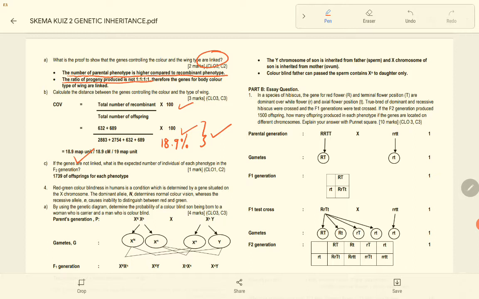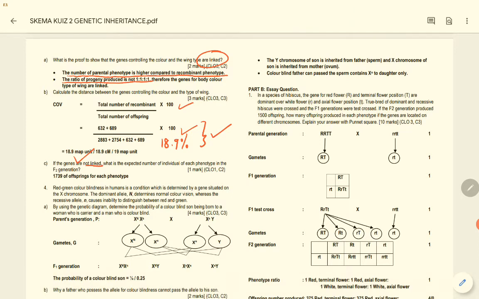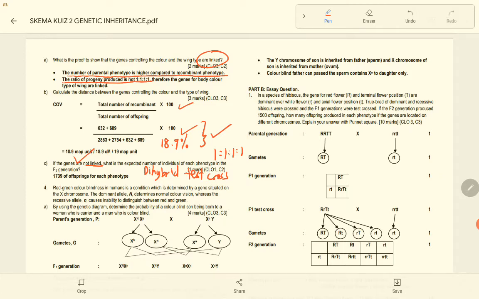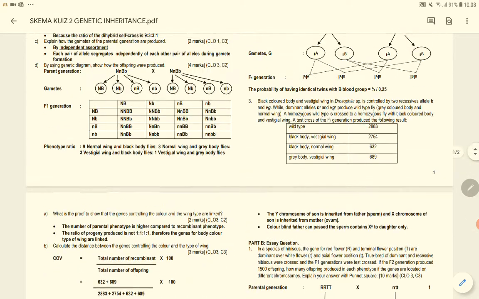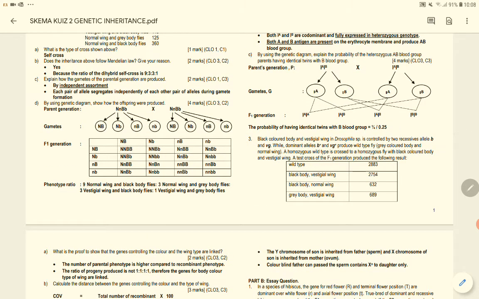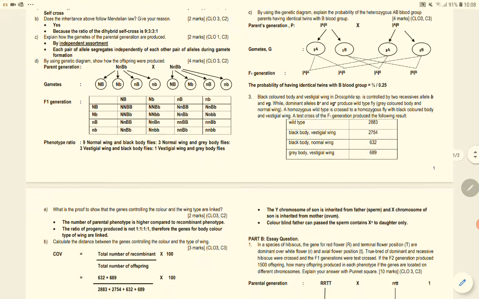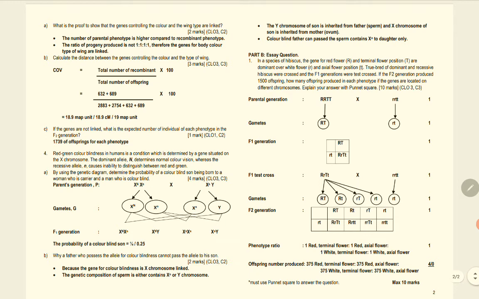Okay, so if the genes are not linked, what is the expected number of individuals of each phenotype in the F2 generation? If it is not linked, it follows the dihybrid cross. So for a dihybrid test cross, the expected ratio is 1:1:1:1. First you must get the total number of the population, so you add everything here: 2883 plus 2754 plus 632 plus 689. Total population divided by 4.